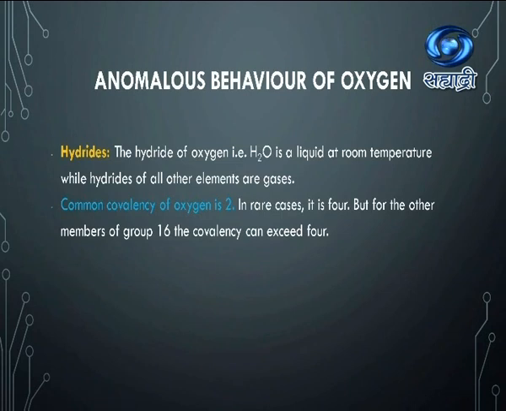Then hydrides. The hydride of oxygen is water, which is a liquid at room temperature, while hydrides of all other elements are gases. For example, the hydride of sulfur is H2S. All of us know that H2S is a gas, as we use it in the laboratory. Then the common covalency of oxygen is 2. In rare cases, it is 4. But for other members of group 16, covalency can exceed 4. These are some of the points of difference where oxygen exhibits different properties than the other members of the group, and so it is called anomalous behavior of oxygen.